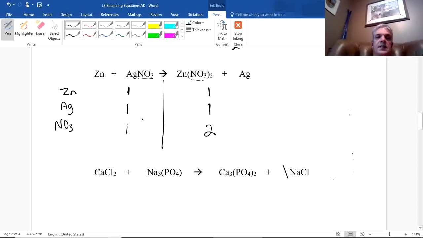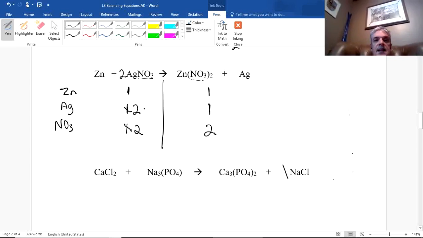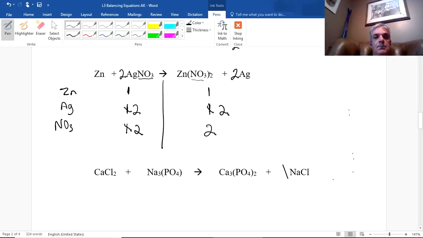So to fix this, I have to put a 2 here, and that's going to give me 2 NO3s here. But it's also going to increase my silver, my Ag, which is silver, up to 2 as well. So I'm going to put a 2 there. It's now out of balance. Well, I can fix that by simply putting a 2 right here. Now that's balanced as 2. Oh, it looks like everybody's balanced. Is it correct? Zinc has 1 and 1. Yep. Silver has 2 and 2, so it's balanced. And NO3, there's 2 NO3s here, and there's 2 NO3s here.